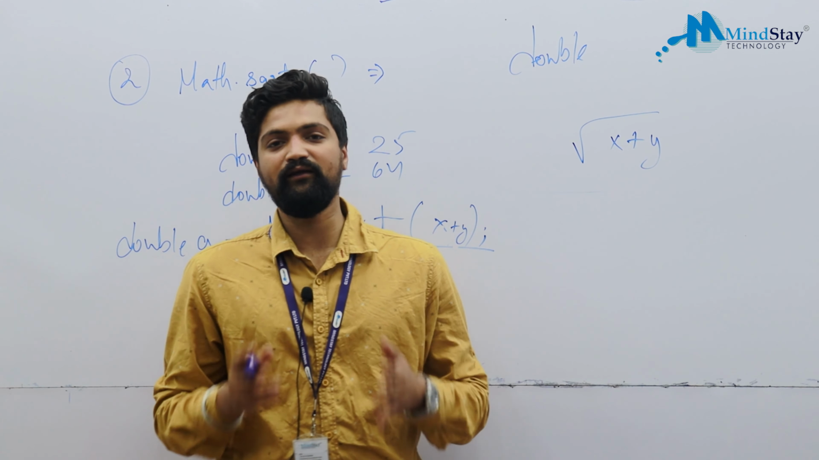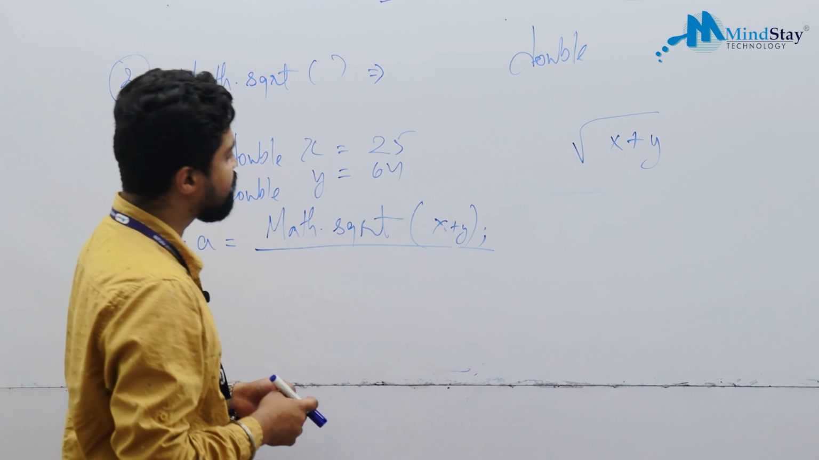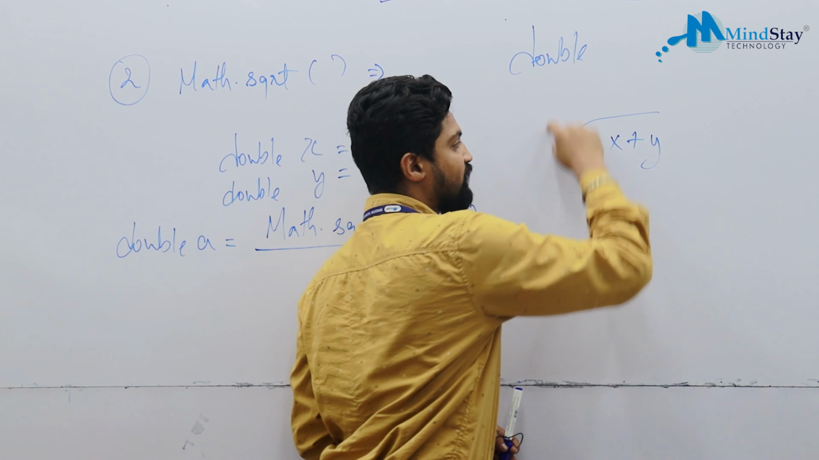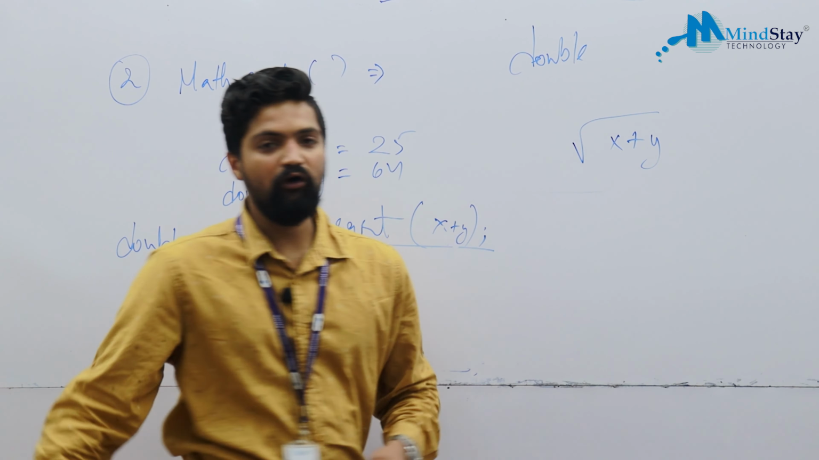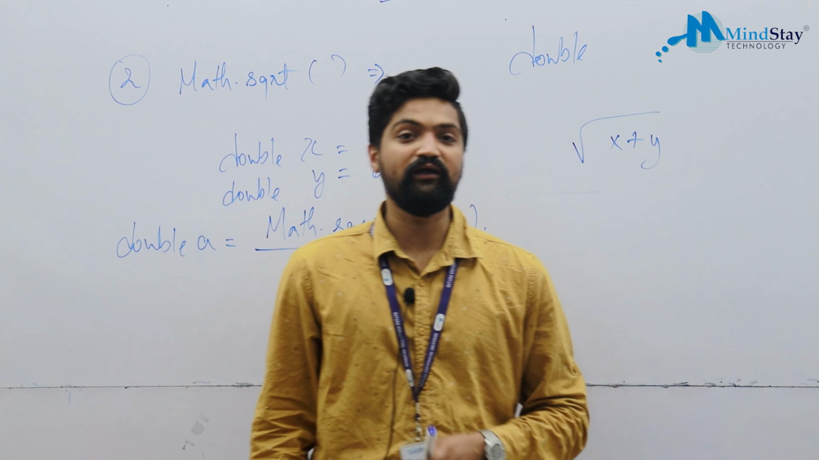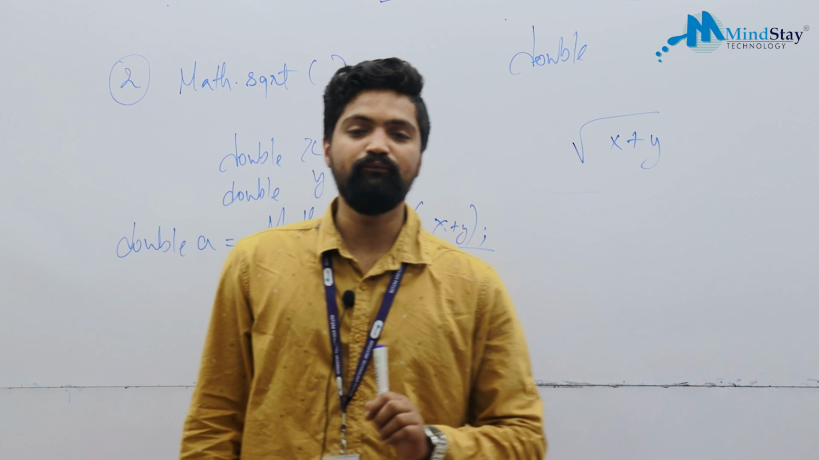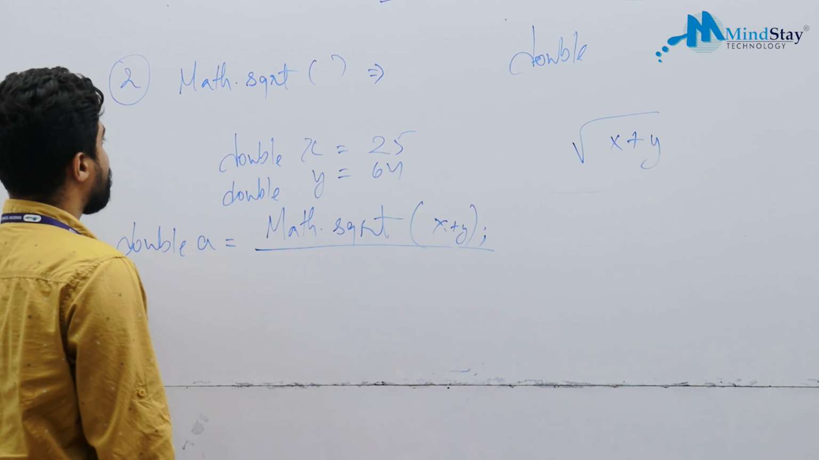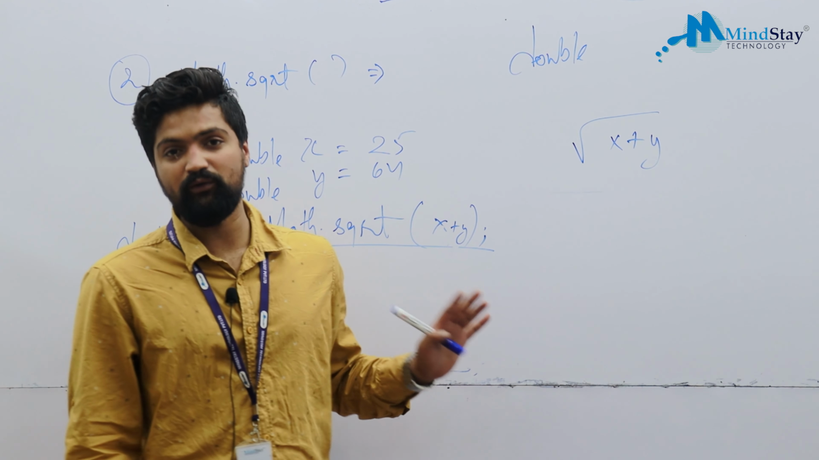So this is the second system defined mathematical function, that is sqrt. It helps to find the square root of a given expression or a given number or a given variable, or a given value. So these two are among the most important mathematical functions. I'll show you one or two more examples on this and then you'll be good to go.